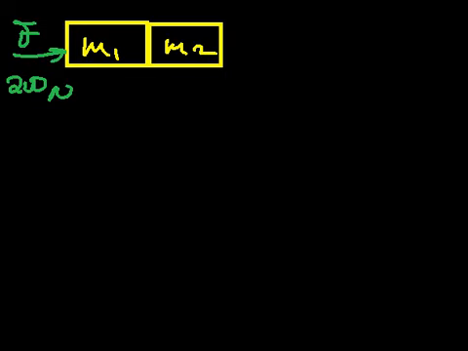Let's say this is the 200 newtons force, and it is being applied to the object of mass M1, which has a mass of 20 kgs, and M2 has a mass of 10 kgs. Assuming that the surface is frictionless, what is the contact force between M1 and M2, as well as the acceleration of the system?